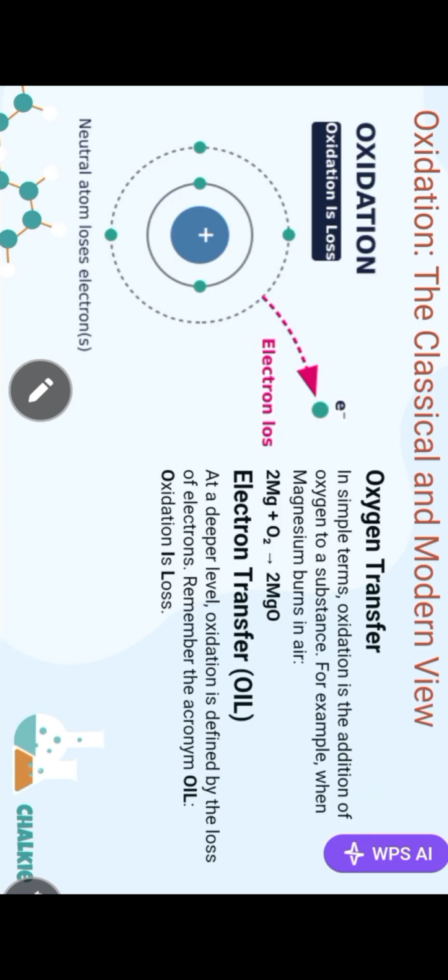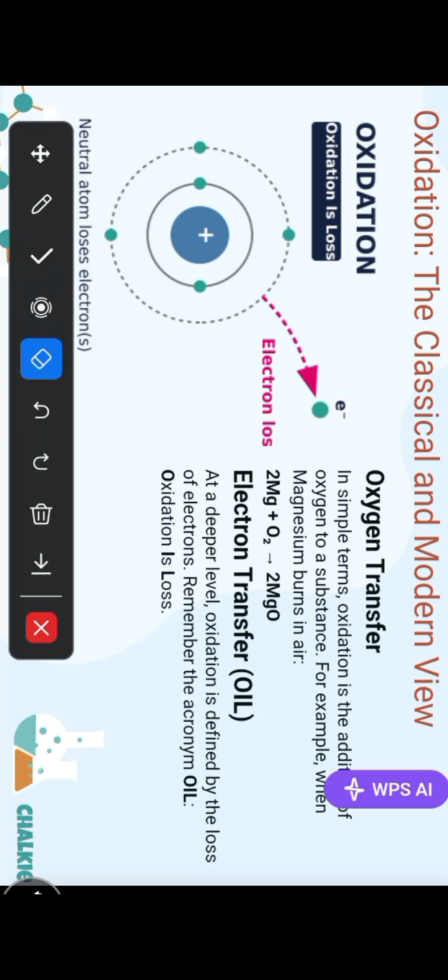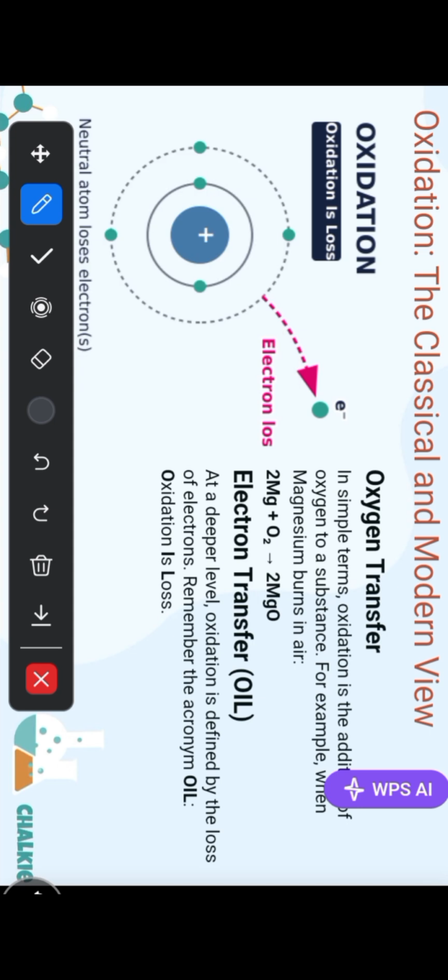Starts with oxidation now. The classical and modern view of oxidation. So firstly, let's look at this little diagram before even going to the theory aspect. You can notice from this diagram an electron is going out. Can we say this electron is going out? So this signifies that this is a metal, so it is losing an electron to become positively charged.